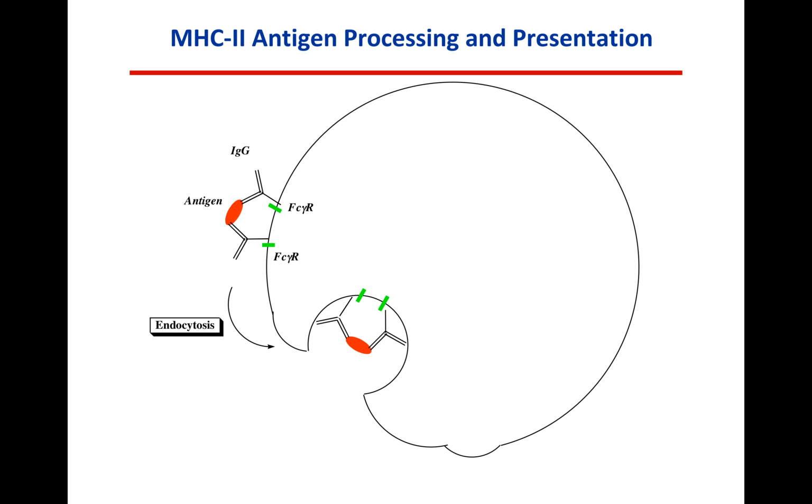Now what happens when you get this endocytosis of the antigen? So let's just say we have an antigen, it is endocytosed. There's, for example, antibody on the surface or a PAM that can bind to that.